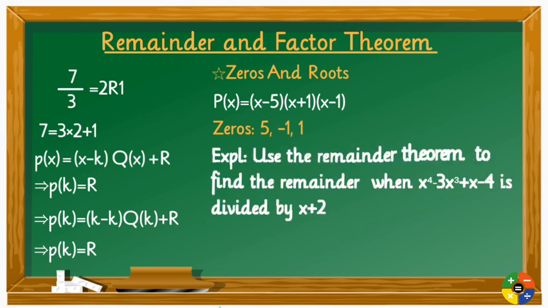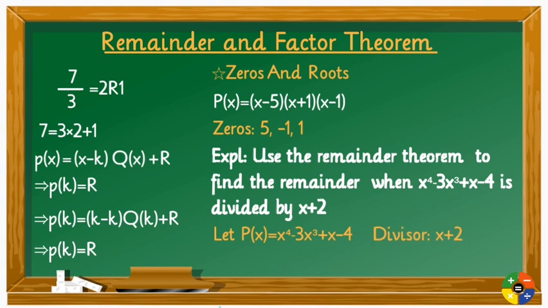Example: use the remainder theorem to find the remainder when x raised to the power 4 minus 3x squared plus x minus 4 is divided by x plus 2. Let p of x be equal to x raised to the power 4 minus 3x squared plus x minus 4. I am dividing by x plus 2, so the zero of x plus 2 is negative 2. Applying the remainder theorem, we ensure that p of negative 2 is equal to the remainder.